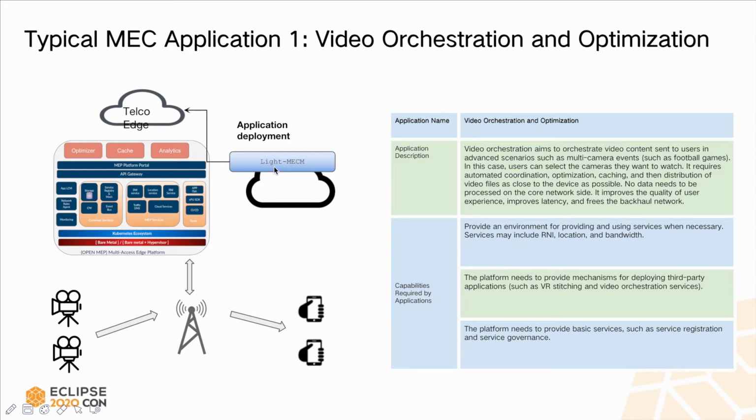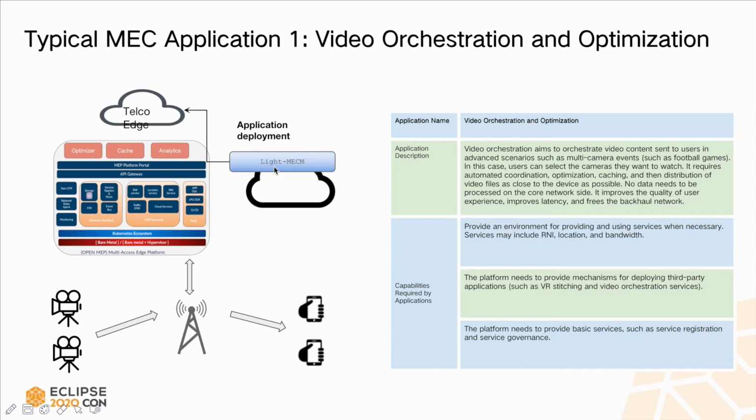Video orchestration aims to orchestrate video content sent to users in advanced scenarios, such as multi-camera events, such as football games. In this case, users can select the camera they want to watch. It requires automated coordination, optimization, caching, and then distribution of video files as close to the device as possible. No data needs to be processed on the core network side. It improves the quality of user experience, improves latency, and frees the backhaul core network.